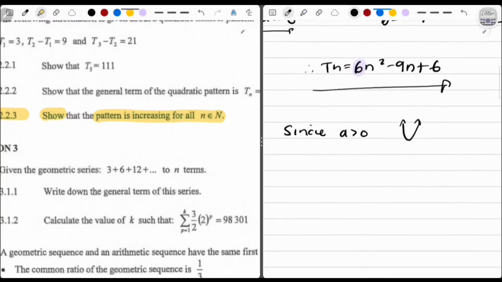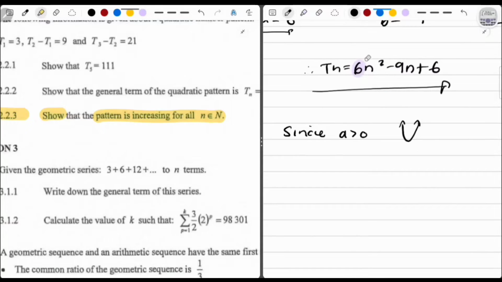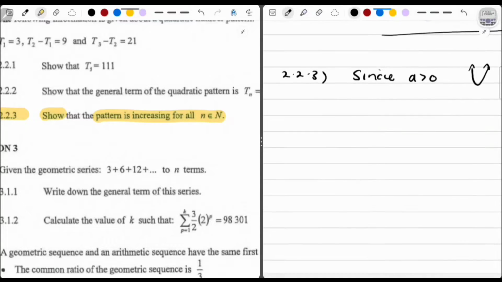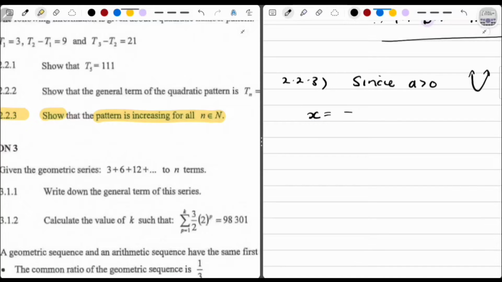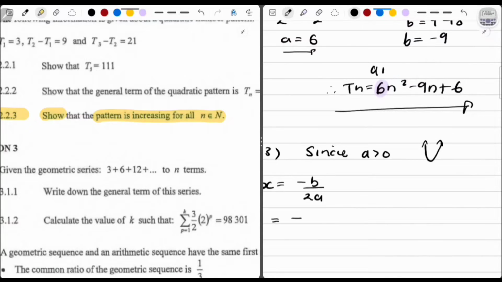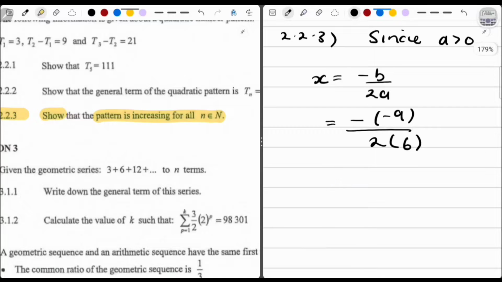You can use two methods. You can use calculus, derive this, and set it equal to 0. Or you can use the equation of the axis of symmetry, which is x is equal to negative b over 2a, right? And so negative b, what is our b value here? So this is still in the form of an squared plus bn plus c. So b is negative 9 over 2 times a is 6. So that's what we have there. Okay, so what is negative 9 over, well, that's going to be positive 9. 2 times 6 is 12.